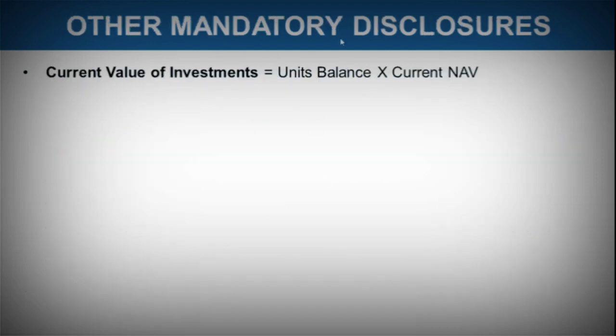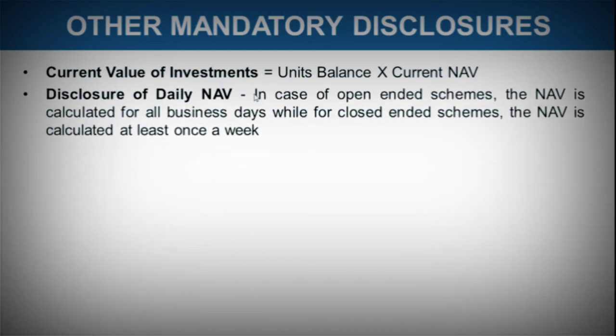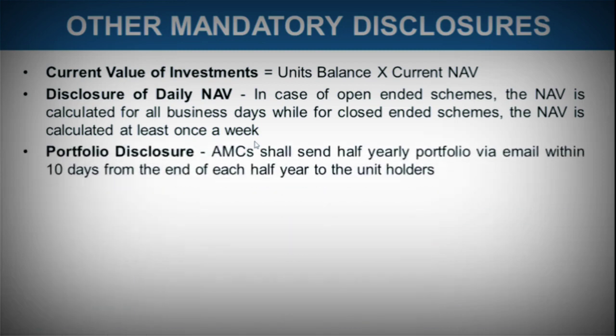Now let's have a look at some other mandatory disclosures. The current value of investment would be disclosed. It is calculated as unit balance into current NAV. So whatever NAV is prevailing in the market, into whatever units the investor is having, that is the value of investment of any particular investor. Disclosure of daily NAV is necessary. In case of an open-ended scheme, the NAV is calculated for all business dates, while if it is a closed-ended scheme, the NAV will be calculated at least once a week.